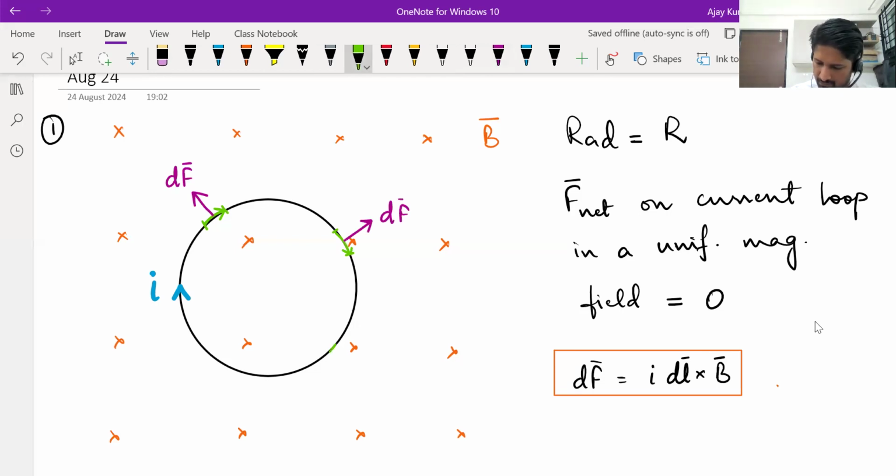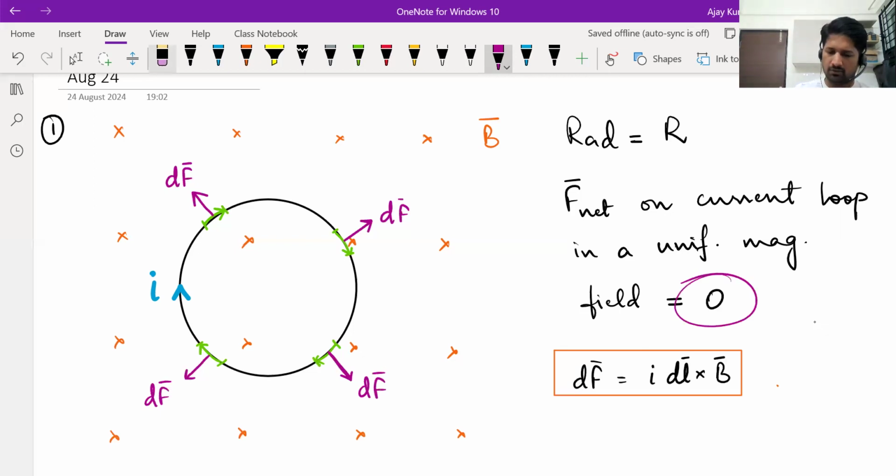Likewise, you can imagine force acting on other elements also, maybe one element here, and so on. They'll all be experiencing small forces in the radially outward direction. And as you can see, for every dF there is an equal and opposite dF which balances it. That is why the net force on the current loop is 0. Fine, I L cross B becomes 0. That doesn't mean there is no force at all. There are forces acting at different parts of the loop, but they're all balanced. They all get cancelled.